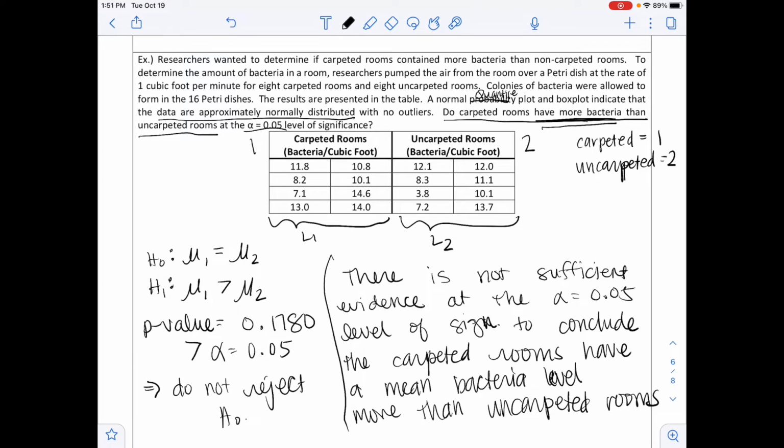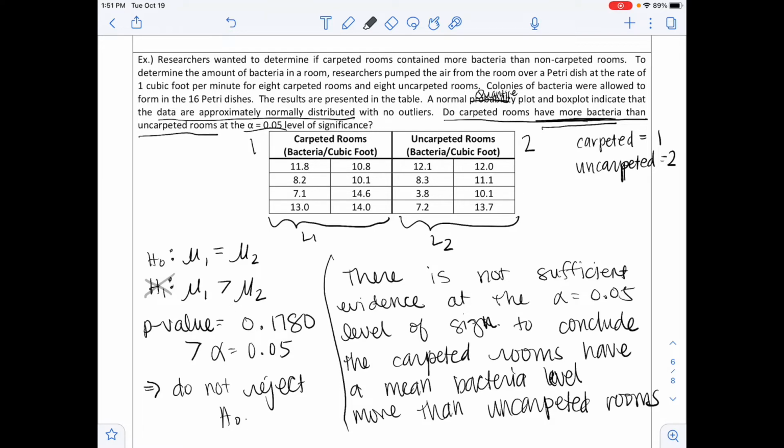And so since we did not reject our null hypothesis, we did not support that alternative hypothesis. This means that from this study, we showed that there is no difference in the amount of bacteria from carpeted to non-carpeted rooms.